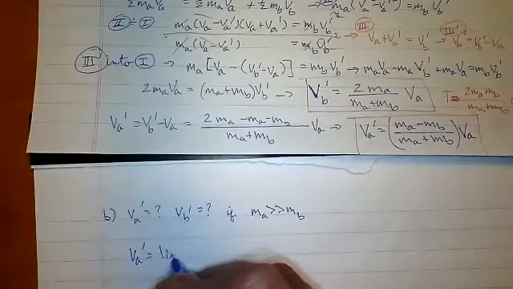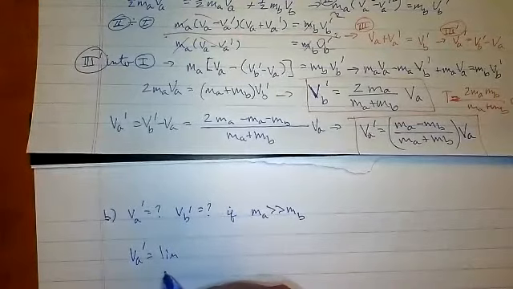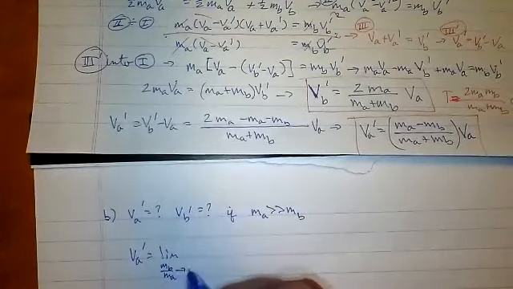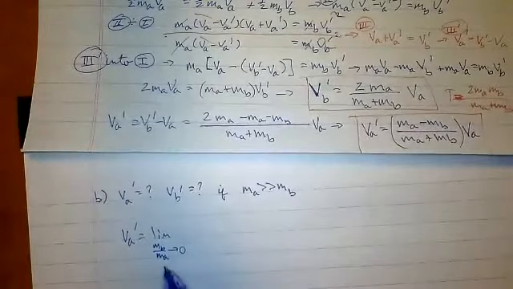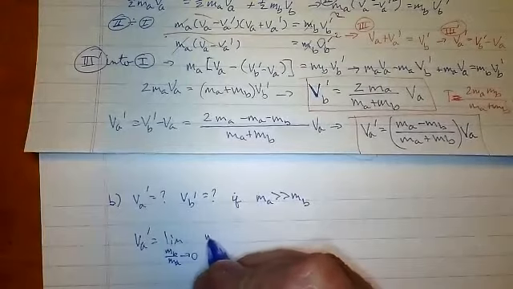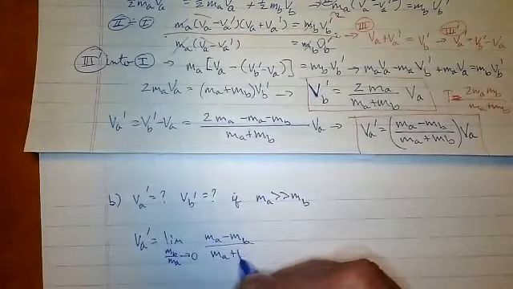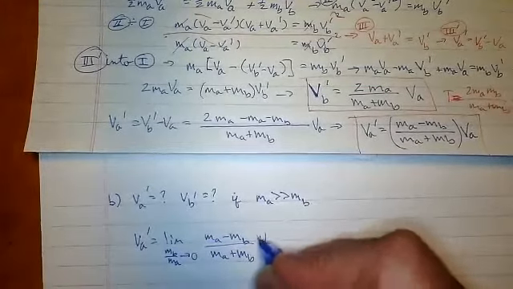So anyways, if I do that, then I'd say VA prime, which is the velocity of the Mack truck after the collision, is going to be equal to the limit as, one way you could look at it is you could say that MB over MA approaches 0. That's one way of looking at it. Or you can just say MA is way bigger than MB. But either way, the VA prime was MA minus MB over MA plus MB times VA.